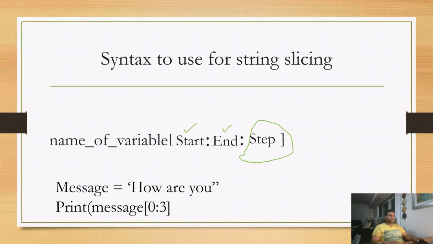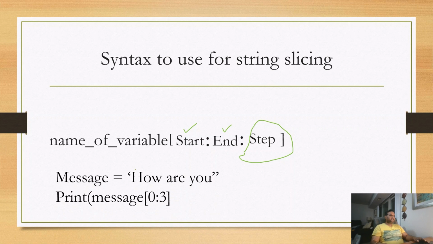Okay. Now in this example, you can see that if I want to print just this section, how, what we are doing is print, then we call this variable, right? This is the name of the variable, and then this is the start. So we are starting from the 0th position, and the thing you need to focus on here is that even though the position of w is 2, right?